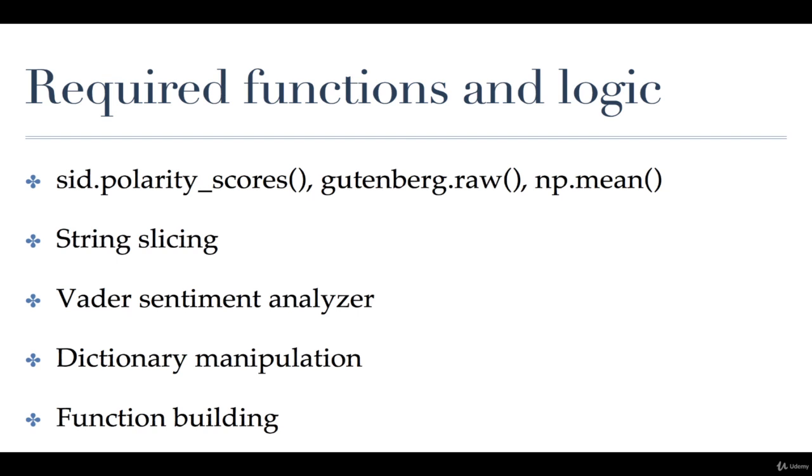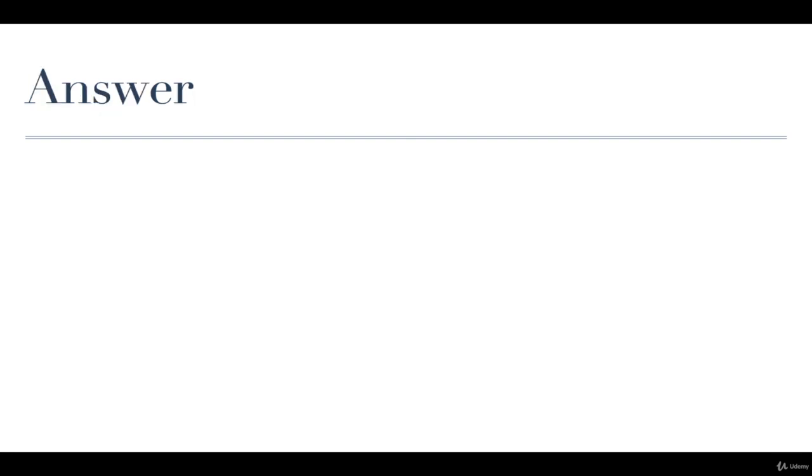You might have to do some dictionary manipulation after you get your sentiment responses, and you have to build a function to reduce the amount of clutter that you are building when you do this analytics two times on two pieces of text. Okay, that probably sums everything up. So why don't you jump into it, and I'll see you at the answer section.